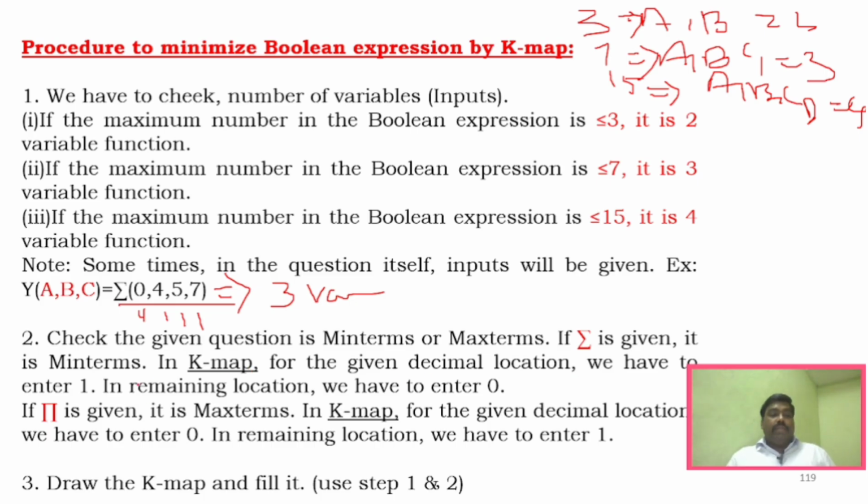So if it is min term, then you will put 1 and then you will simplify, right? If it is max term, you will put 0 and then you will simplify, right? Which means in min term, you will put 1 for these positions and all other positions you will put 0. Whereas for max term, those positions have to be 0 and all other positions have to be 1, and then you have to solve the K-map. Right, this is the procedure.